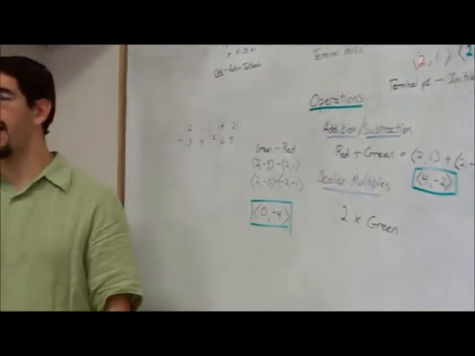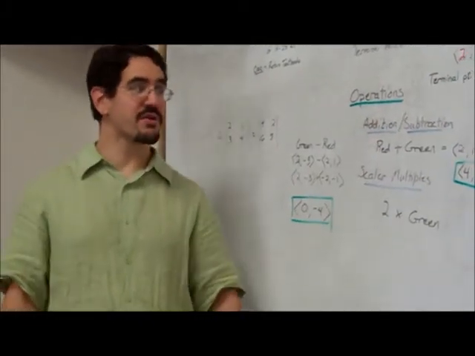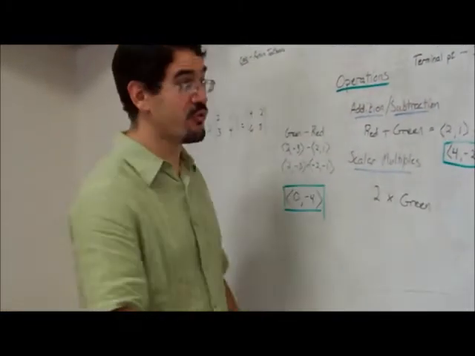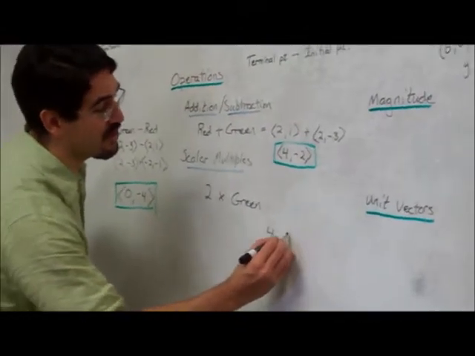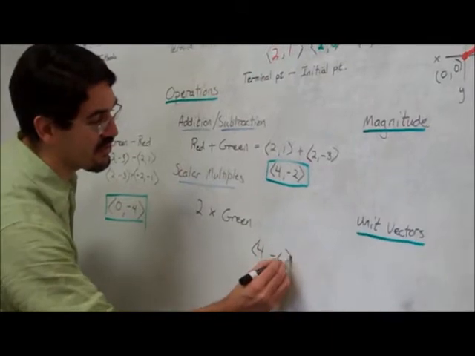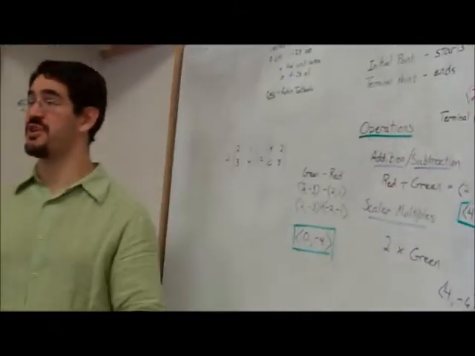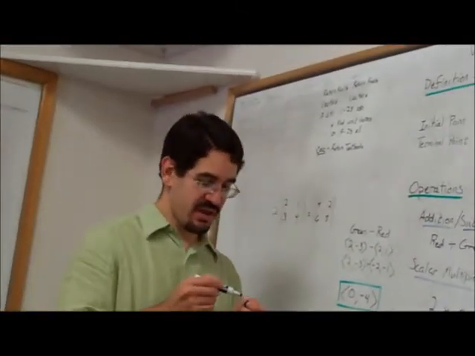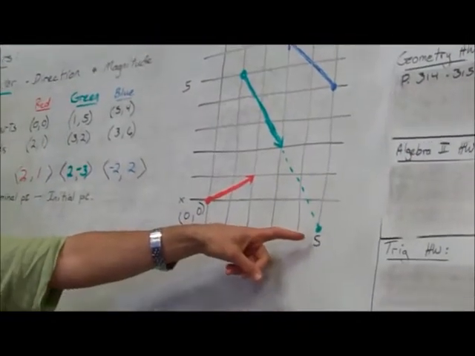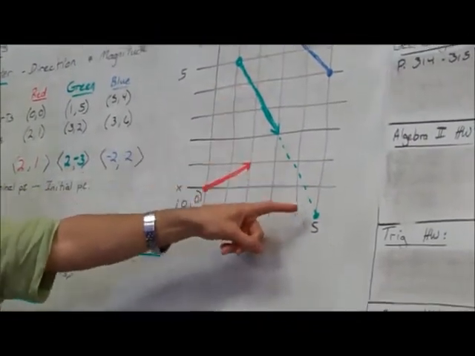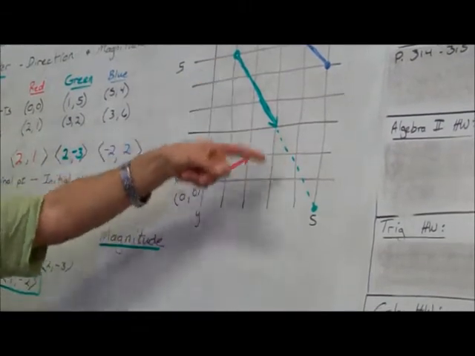Well, how do we do that? You take the green and you multiply everything inside by 2. So you get 4, -6. That was easy. And basically, do you see this drawing we did over here? This drawing with this dotted line going down to here, that was 2 times the green.